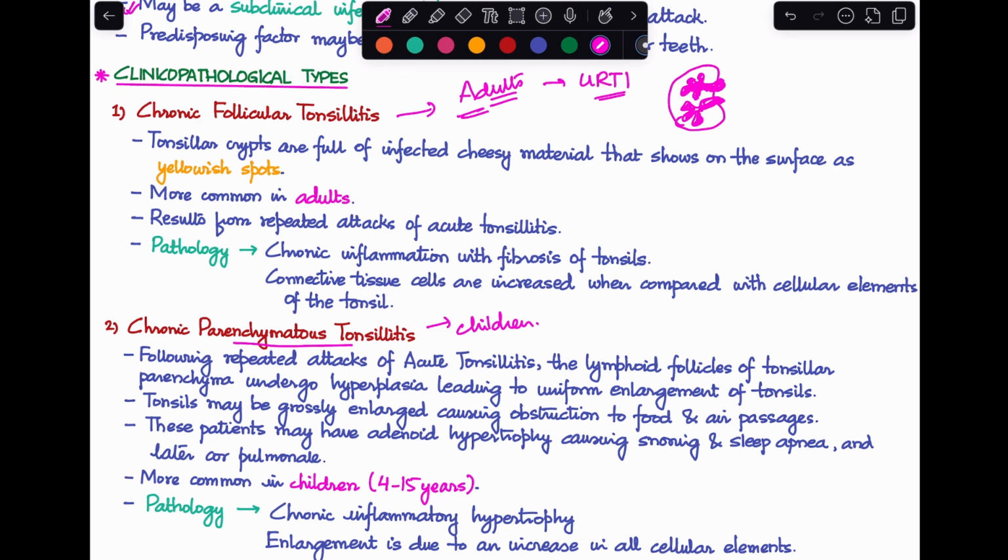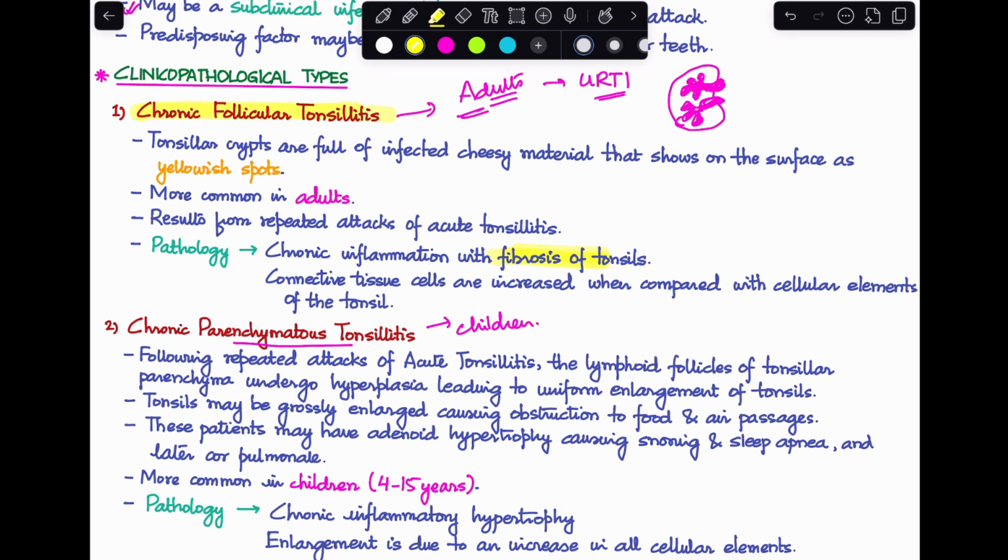Now, the pathology here is, as the name already suggests, chronic inflammation, but we'll also see some fibrosis of the tonsil, and the connective tissue cells in the tonsil will be increased when compared with the cellular elements of the tonsil. So, this is about chronic follicular tonsillitis.